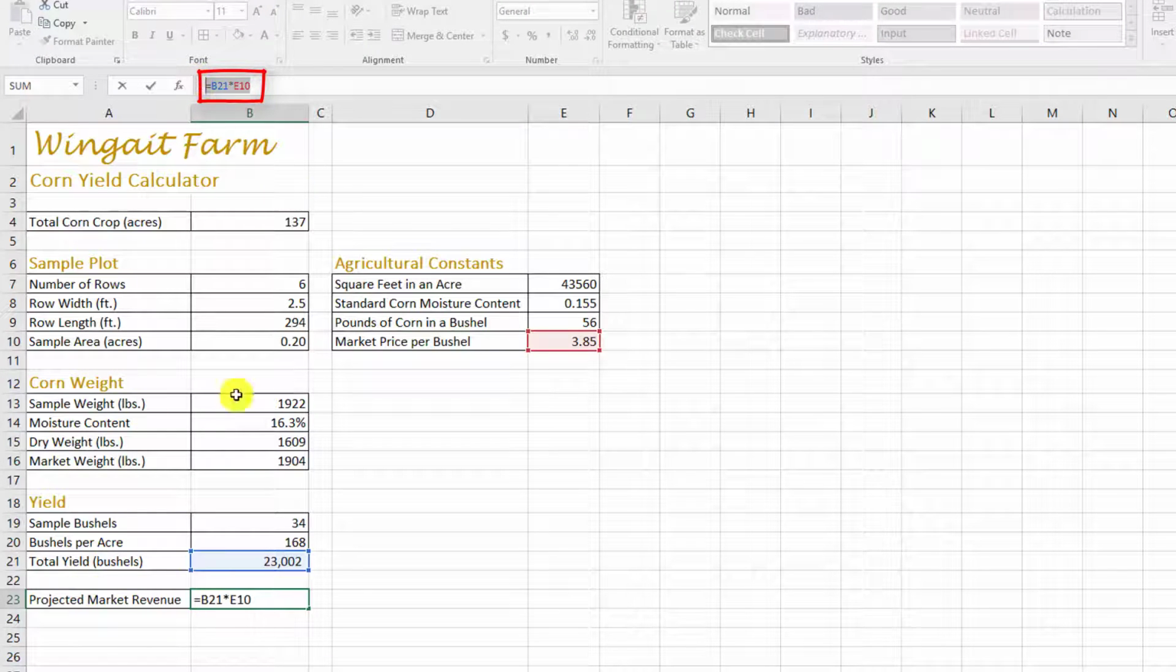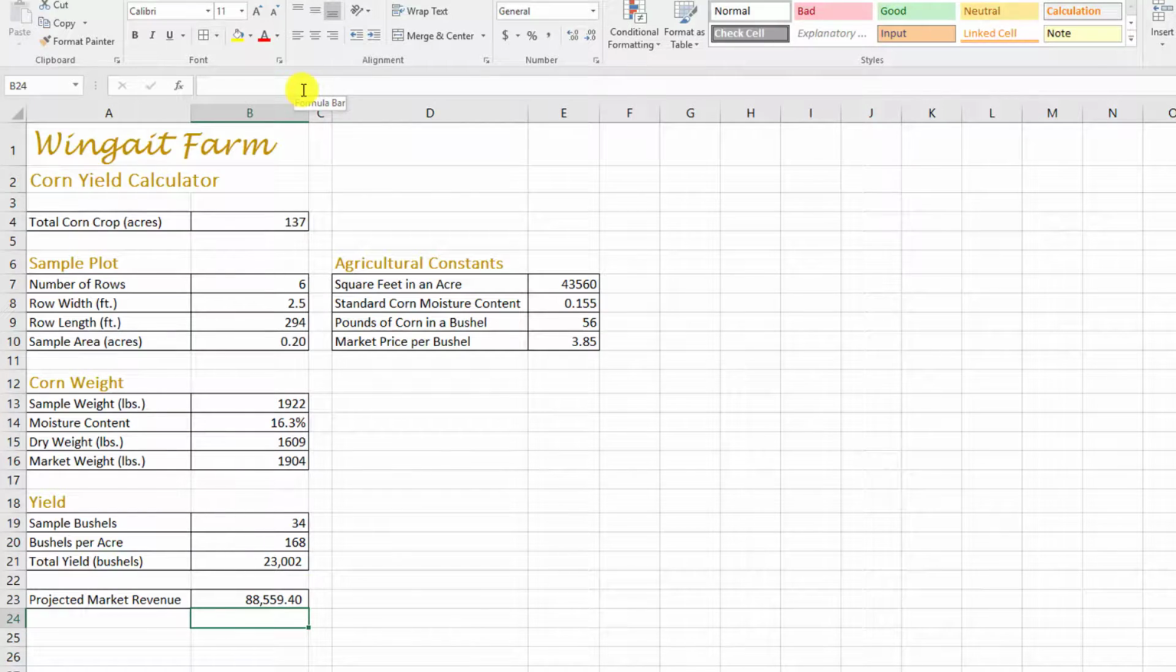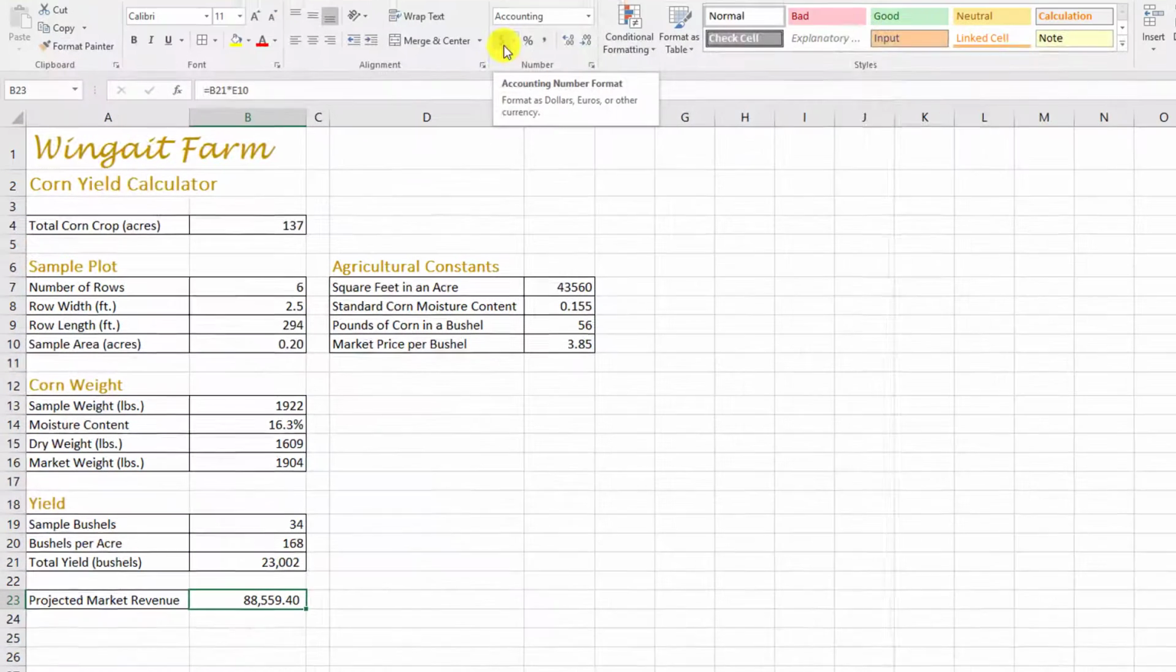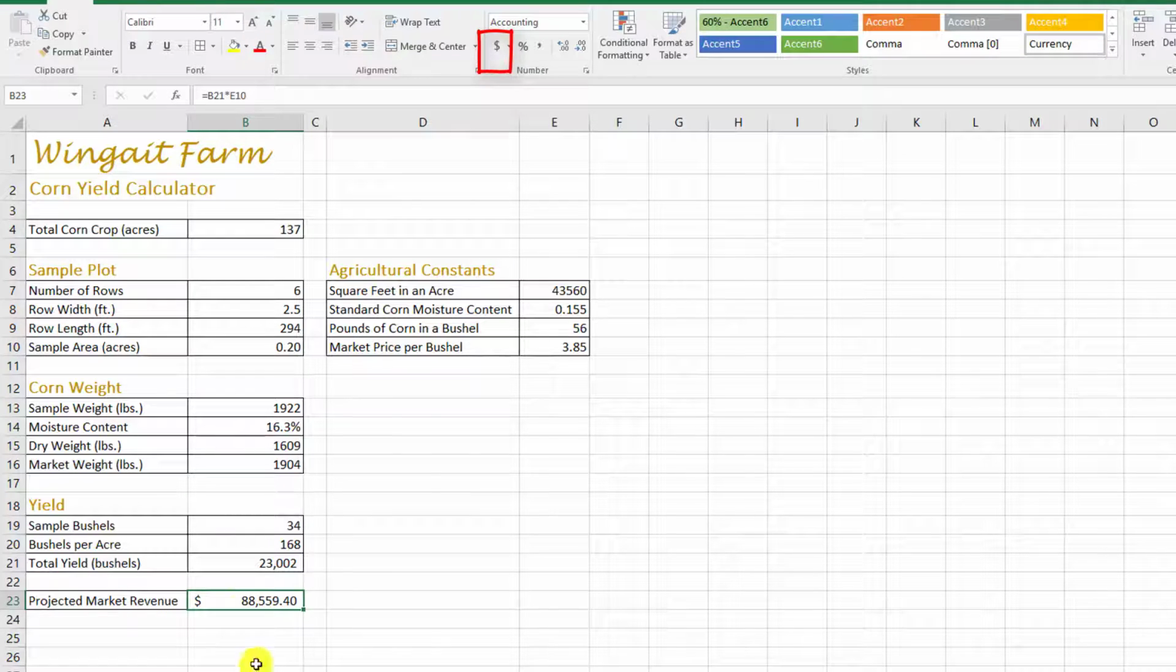So to get the total revenue, if we look up here in the formula bar, it's B21 times the price per bushel. So this is how many bushels we have, times how much they're worth per bushel, and that's how we get how much that's worth, which is about $88,000. Because that's a dollar value, we can use accounting format.